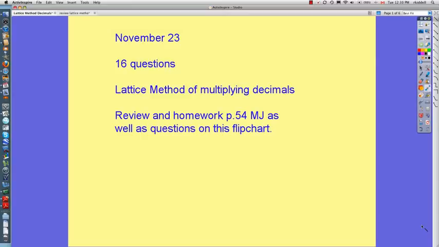Are they required to do the lattice method? Not at all. I like to make sure they know it, but they can choose the traditional method or the lattice method. But what we do say is once you've stuck with one, stick to it. Don't jump around because it can be confusing.